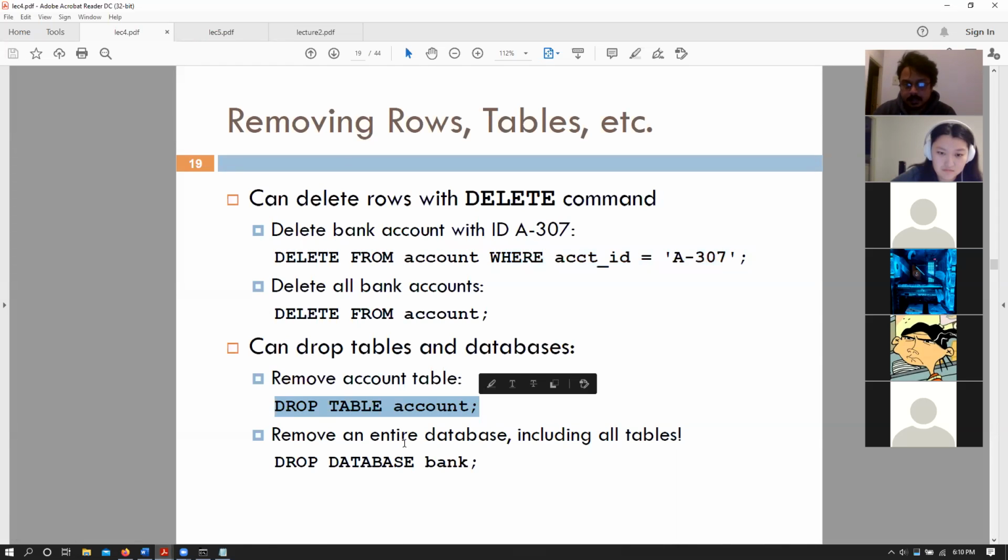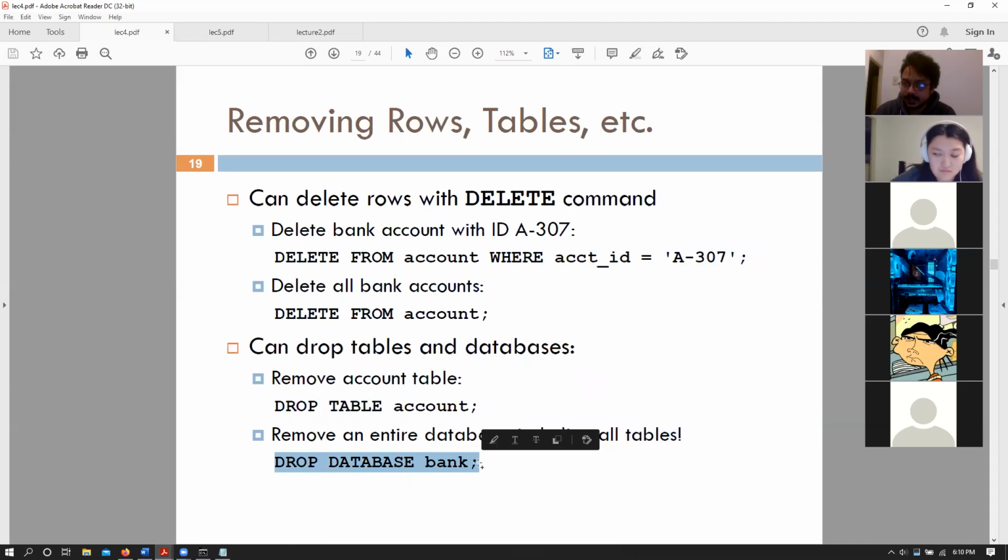We also have drop table and drop database. Drop table deletes an entire table from the database. Drop database basically drops the entire database from the system.